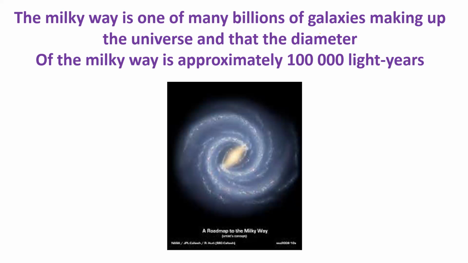The Milky Way is one of many billions of galaxies making up the universe, and the diameter of the Milky Way is approximately 100,000 light years. So you can imagine, the Milky Way is so big that light takes 100,000 years to cross it. So billions of galaxies make up the universe. So how big is the universe? This goes beyond imagination. Can we reach the end of the Milky Way? No, it's not possible right now. Obviously, when light takes 100,000 years, we cannot go like that.